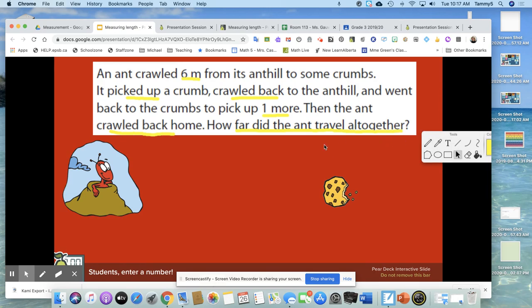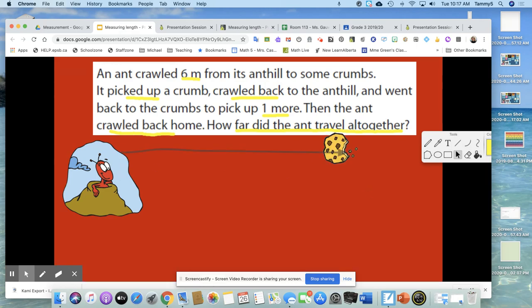Okay, so how do we do this question? Again, this is going to be a lot of drawing and making sure that you're rereading the question, making sure that you're not missing anything. So the ant goes from its home to the crumb. Okay, so let's draw a line. And then it goes back home. Then it goes back to pick up another crumb. And then it goes back home.